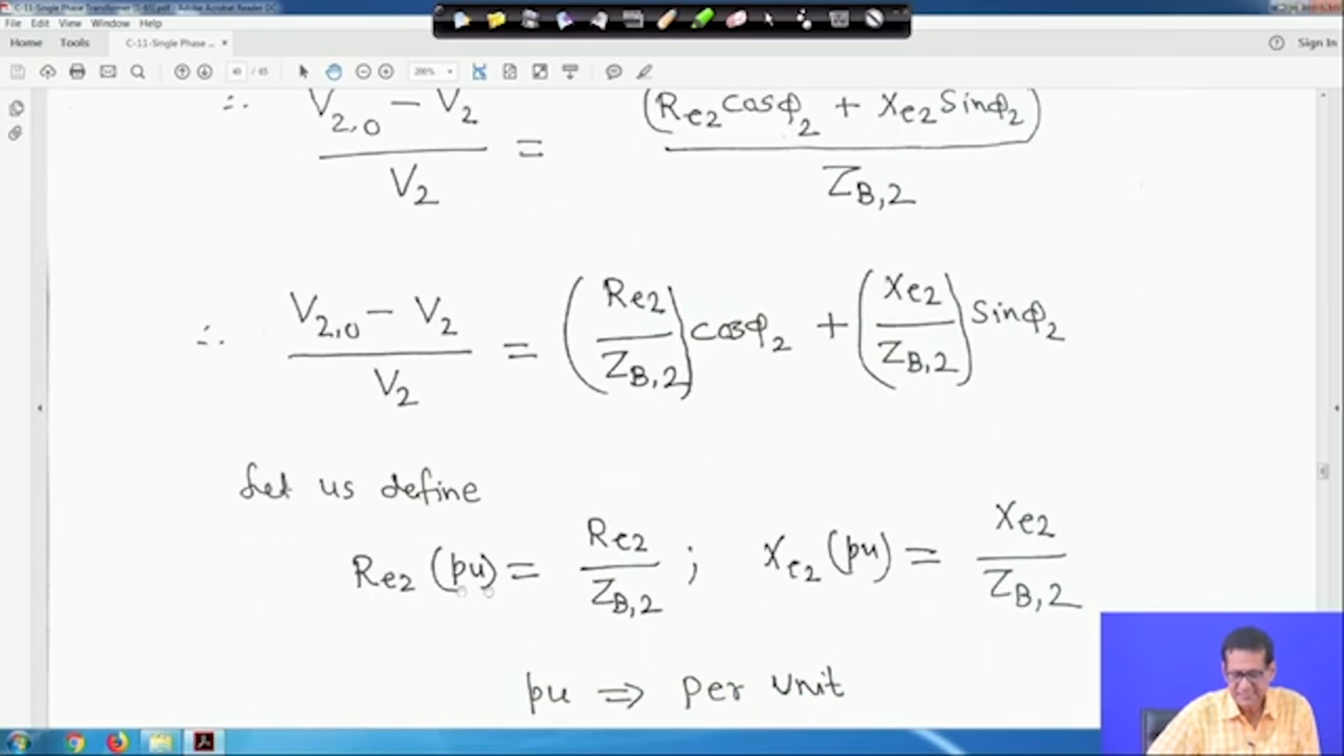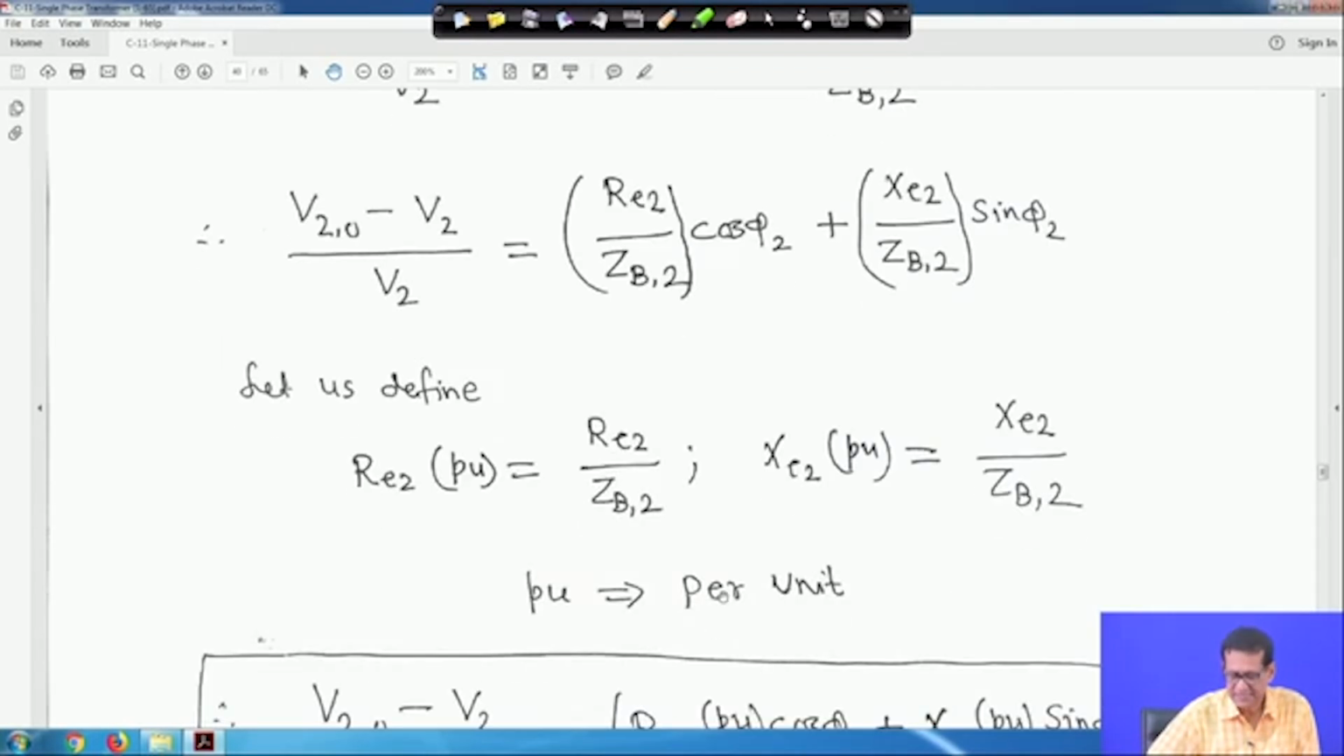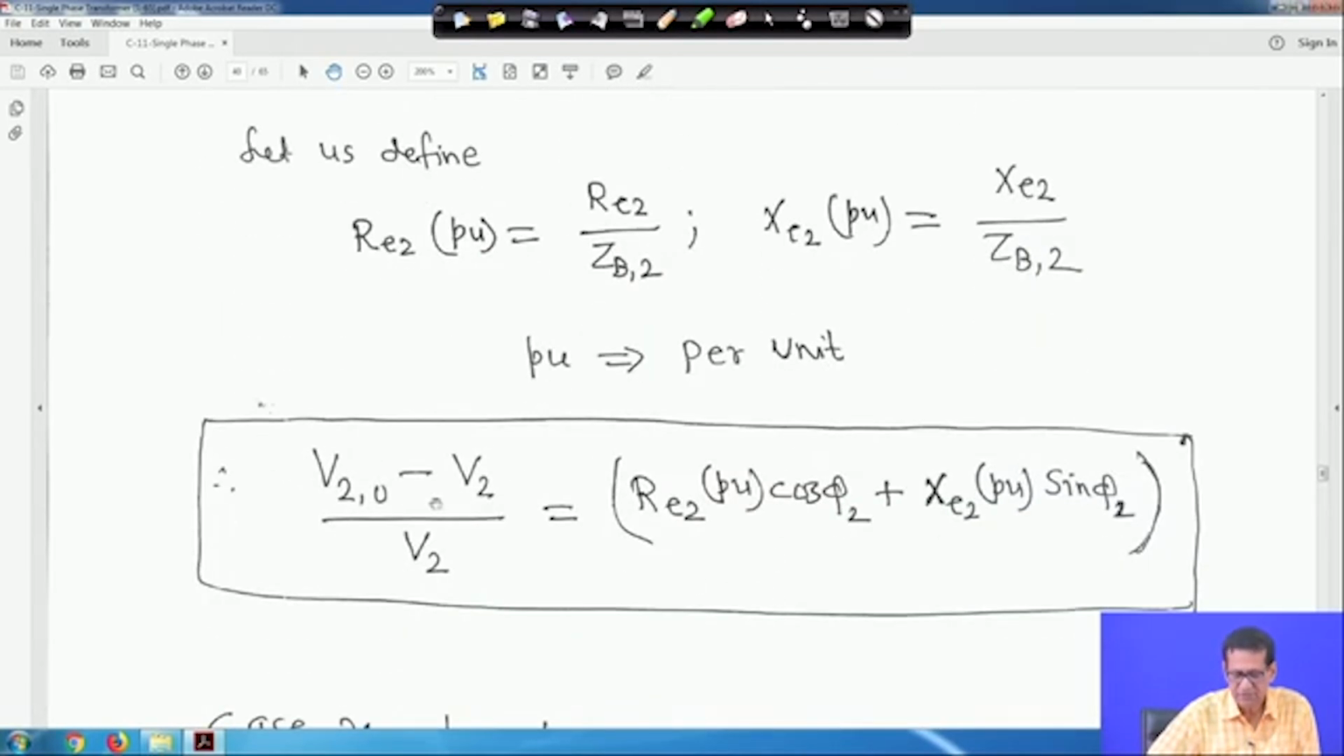Let us define this as Re2 per unit, a dimensionless quantity, PU meaning per unit. So, Re2 per unit is Re2 upon ZB2, and Xe2 per unit is Xe2 upon ZB2. Therefore, the voltage regulation in terms of percentage is Re2 per unit into cos phi 2 plus Xe2 per unit into sin phi 2. Very simple, just a little bit of practice is necessary. Thank you very much, we will be back again.